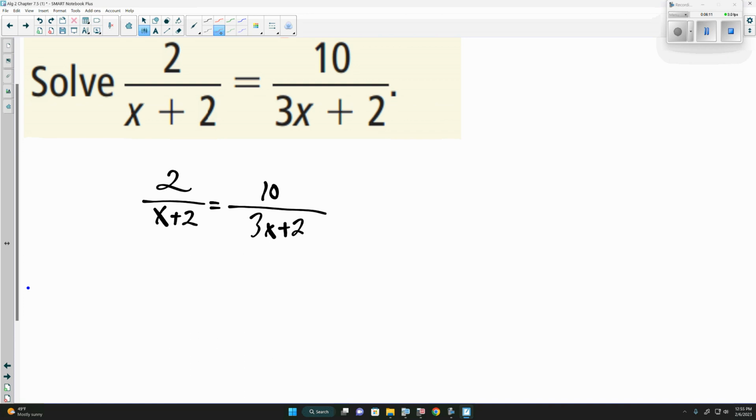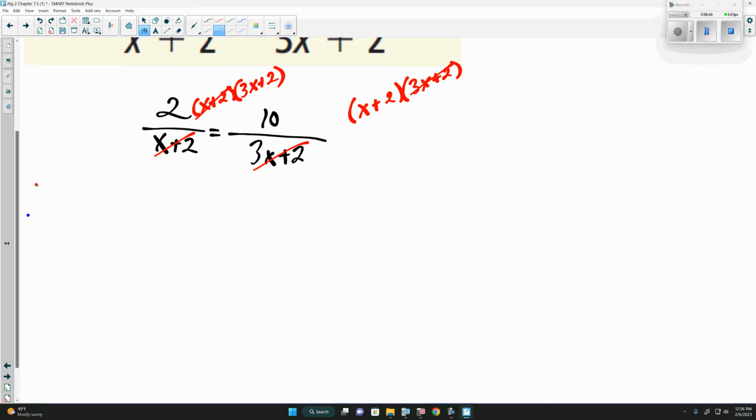So what's one thing we would multiply both sides by? Yeah, x plus 2. Because on the left side, the x plus 2 and x plus 2 would cancel. 3x plus 2 and x plus 2 won't cancel because they're not the same. What else do we need? 3x plus 2. Because these two would cancel here, and we'd have it on the other side as well. So what that would leave us with is 2 times 3x plus 2 is equal to 10 times x plus 2.